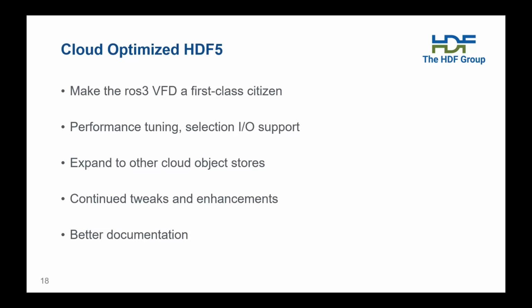There's a feature in the library called selection I/O that may be useful for the read-only S3 VFD, where we can take a lot of I/O and farm it out into a thread pool that then goes and gets it in parallel and pulls it back together. So we'll look at that. I would like to expand it to other cloud object stores. Right now, it's really geared around Amazon S3, and so I'd like to be able to support Azure and Google Cloud Storage. And then continue tweaks and enhancements.